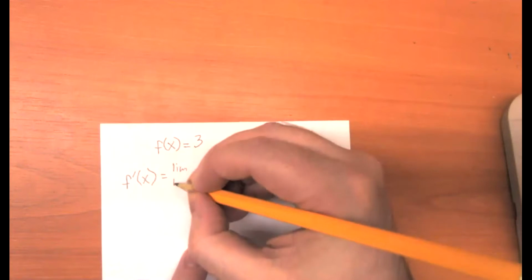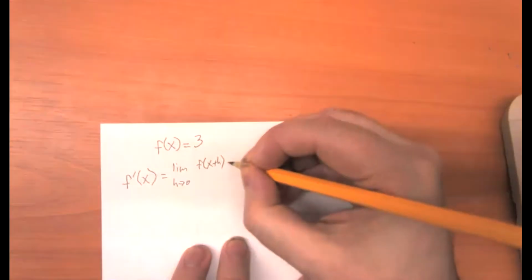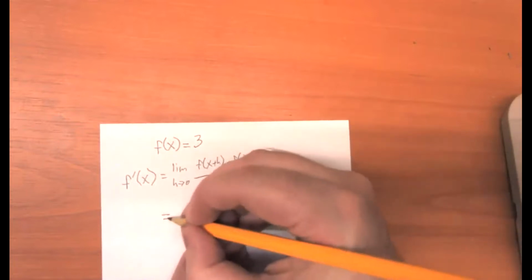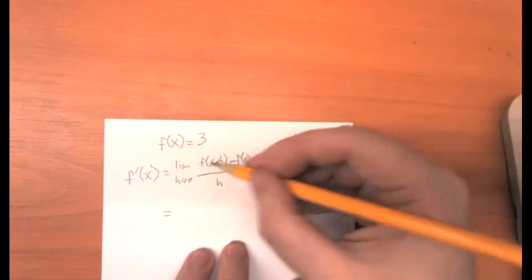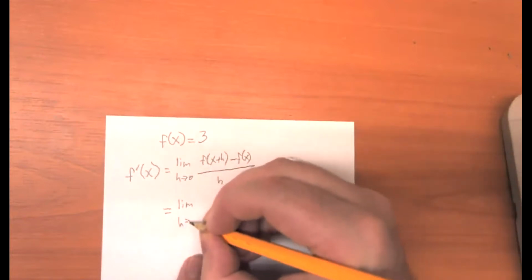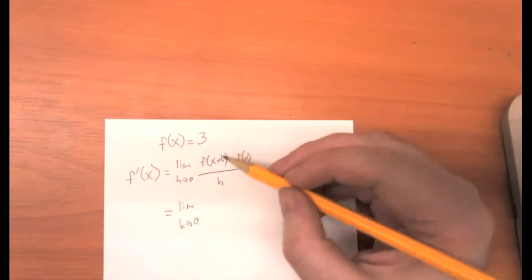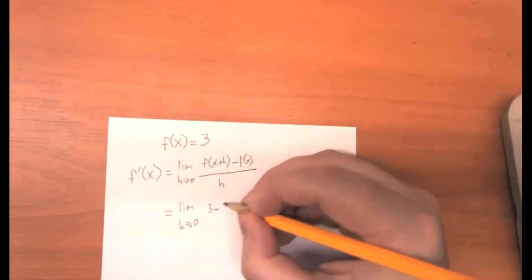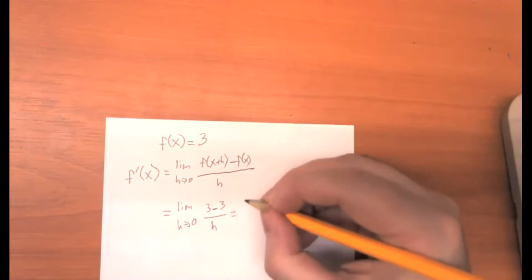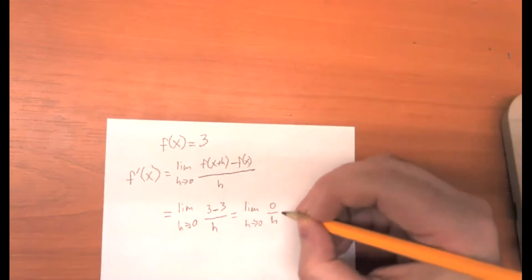So once again, it's going to be the limit as h approaches 0 of f of x plus h minus f of x all over h. All right, so what are these two? How do we evaluate those two functions when f of x is equal to 3? Well, it doesn't matter what the input is. Again, obviously, this is the way constant functions work. So this is 3 minus 3, no matter what our input value is, over h, which is equal to the limit as h approaches 0 of 0 over h.